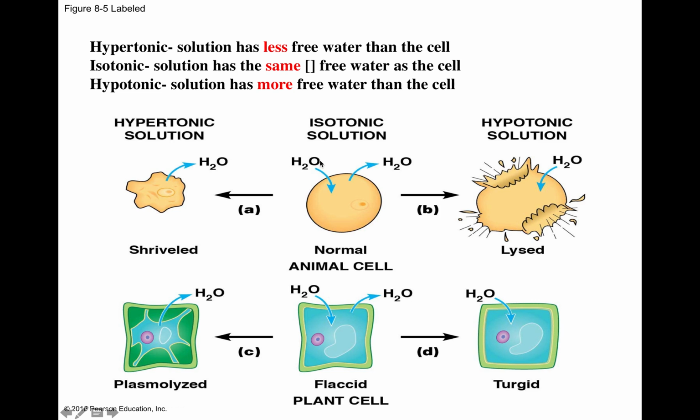And isotonic solutions have water moving in and out of the cell at roughly equivalent rates. So it's not that water's not moving, it's just that whatever water moves in, water moves out at the same rate, and so the cell will stay relatively the same shape.